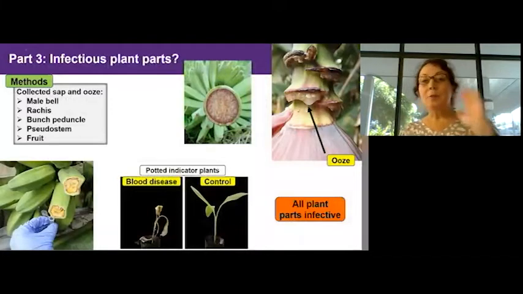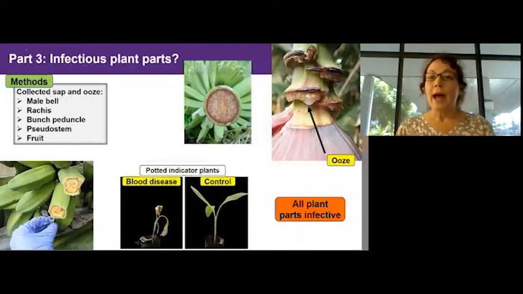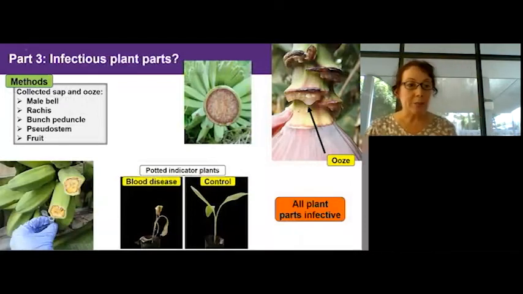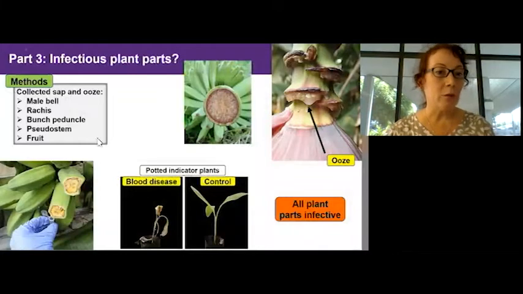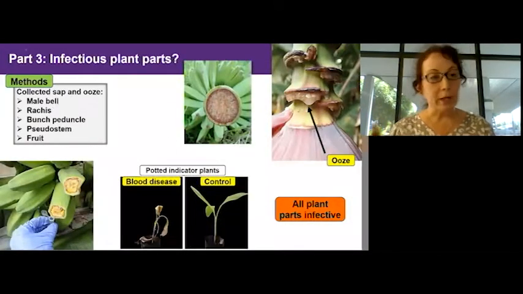So to understand plant transmission, we first need to understand where this inoculum is coming from and what plant parts are infectious. So for this experiment, I collected sap and ooze from the male bell. That's the ooze there that I collected from the male bell. I collected it from the rachis, the bunch peduncle, the pseudostem, and the fruit. So that's the rachis when I'd snapped off the male bell.